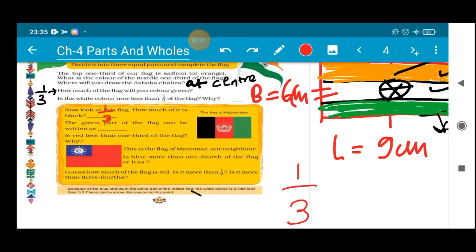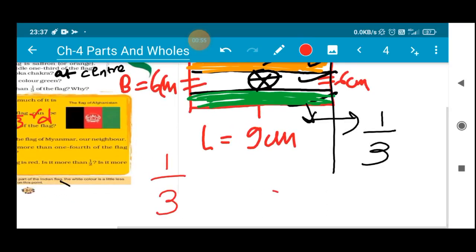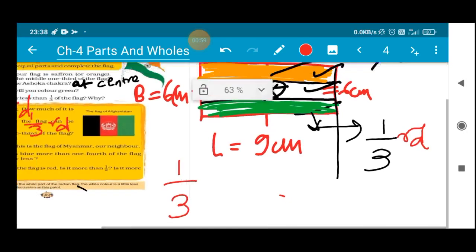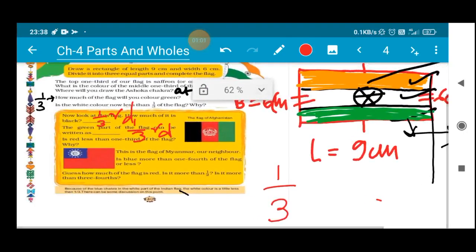Okay, next, the green part of the flag can be written as 1/3. So children, I forgot to mention one thing here. Don't forget to write here RD, 1/3, okay, RD. Over here also RD should be written: 1/3 of the part is green in color. So here also RD should be mentioned, representing 1/3.